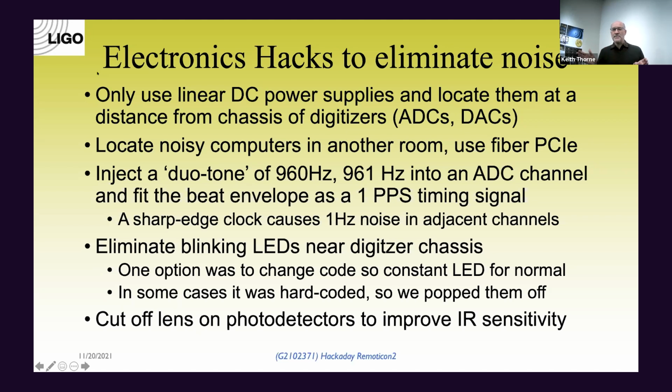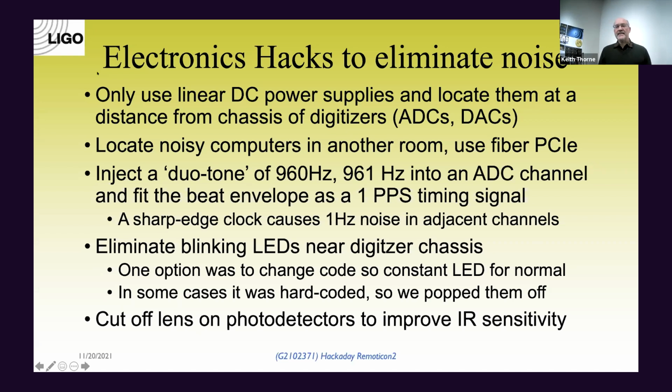Because everything you're doing is analog, you're taking analog stuff, digitizing it, putting it back out analog. So what you do instead is you make something called a duotone. You have two oscillators at 960 hertz and 961 hertz. They have a 1 hertz beat signal. You fit the waveform to figure out where it crosses at the beginning of the second. And that's what you use for your 1 pulse per second timing signal.